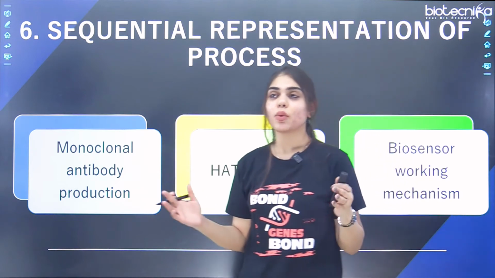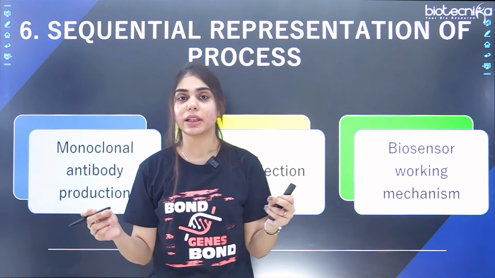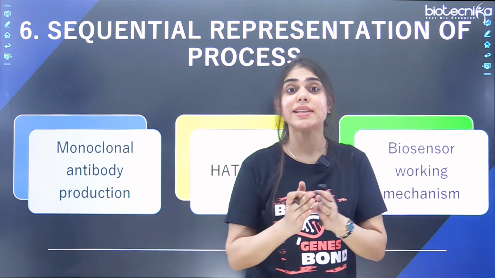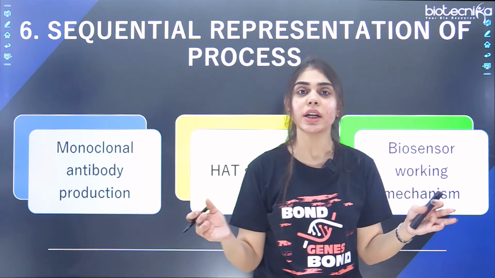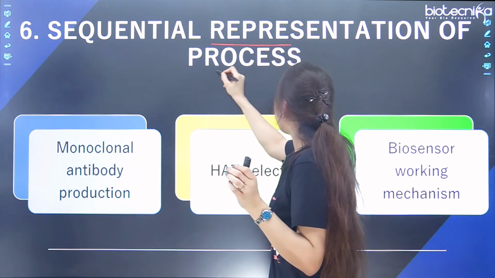So now next is sequential representation of process. Now I've already mentioned that agrobacterium mediated gene transfer is a long and hectic process. But if you want to summarize it in a single page, how will you do it? You can just write the small and principal steps that are required for the process.